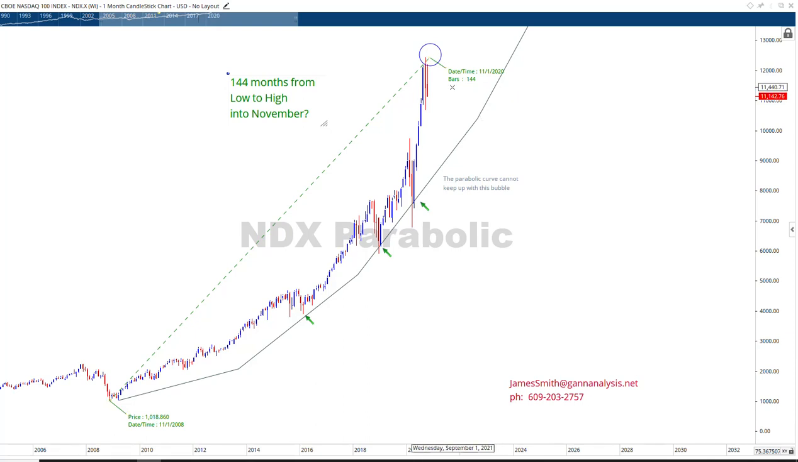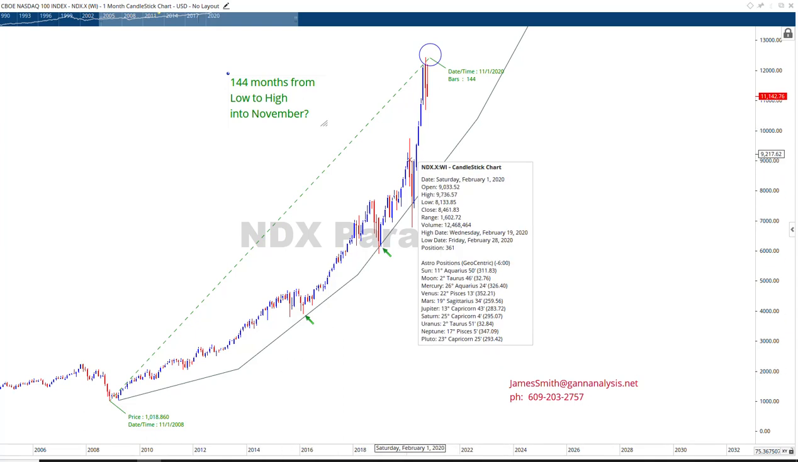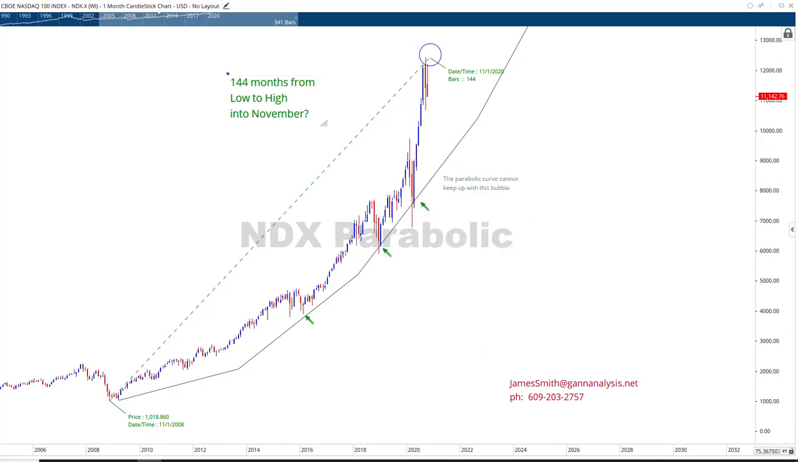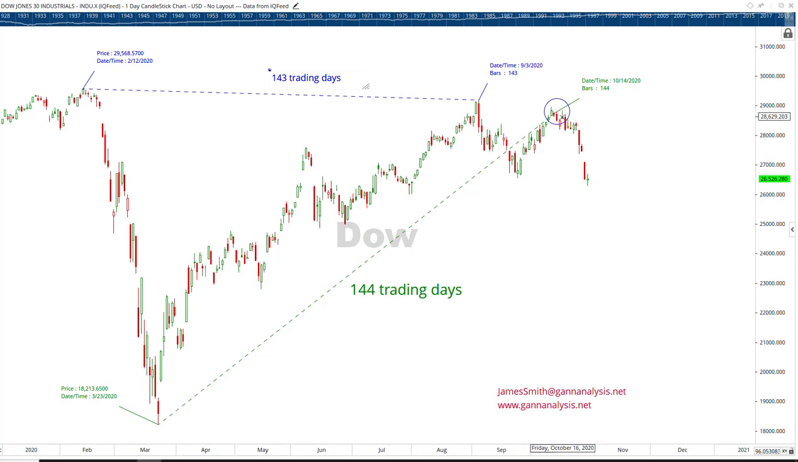So if the Nasdaq's going to crash, if this really is a bubble, where's it going to go? Well, if it takes out this parabolic curve, it could get rather ugly. So that's going to be interesting to watch. And think about it this way. If tech stocks crash, they'll take down the S&P, they'll take down the Dow. So maybe that explains why this count is going to work on the Dow.